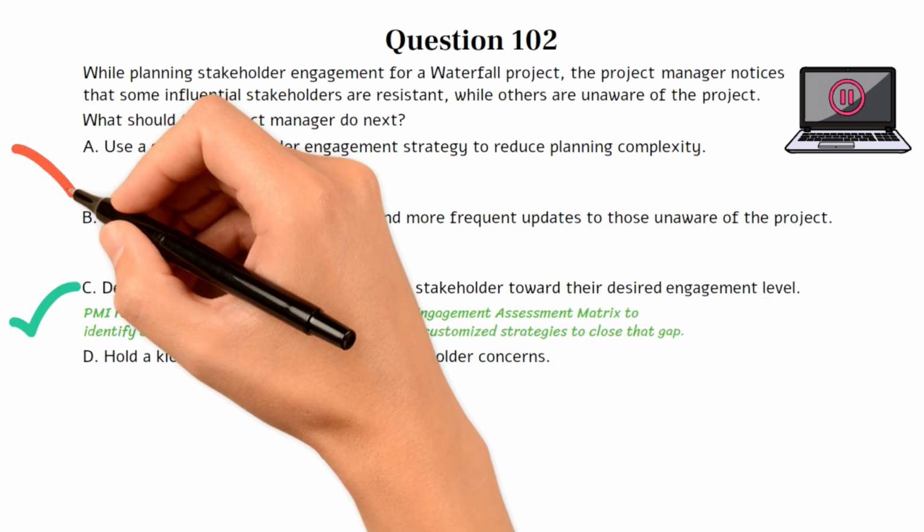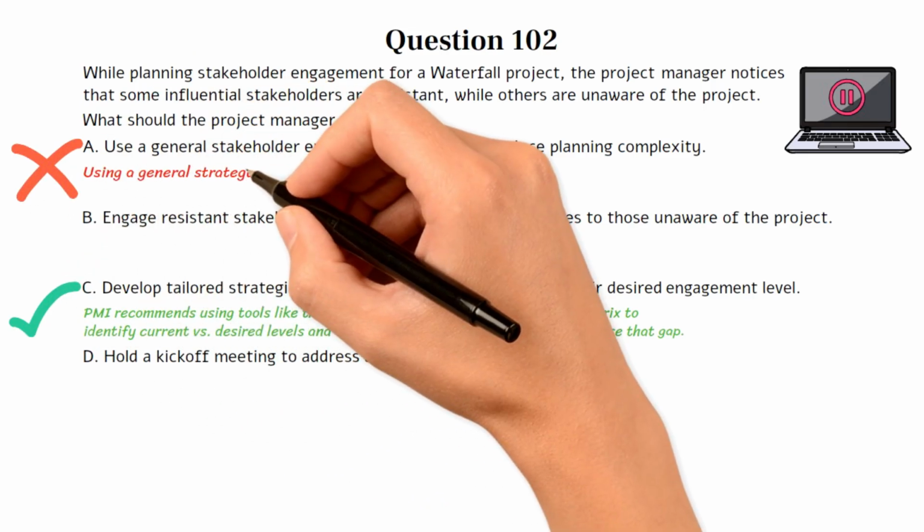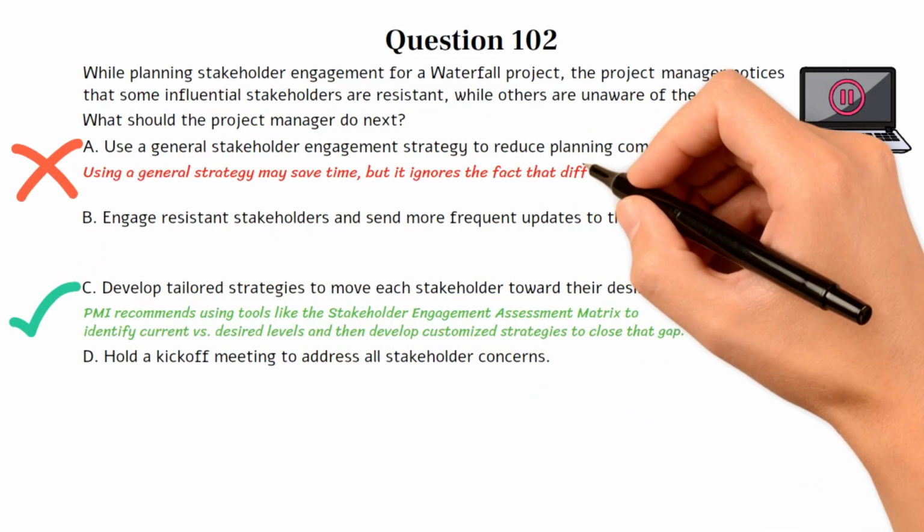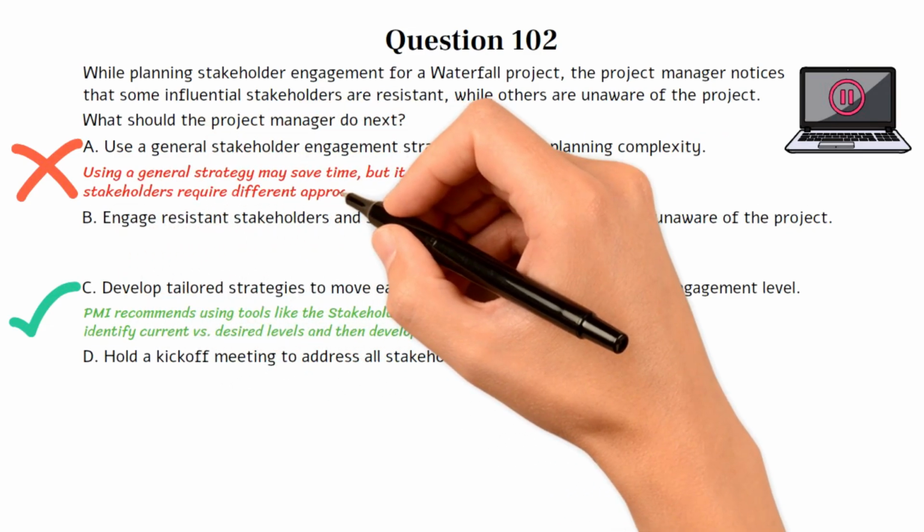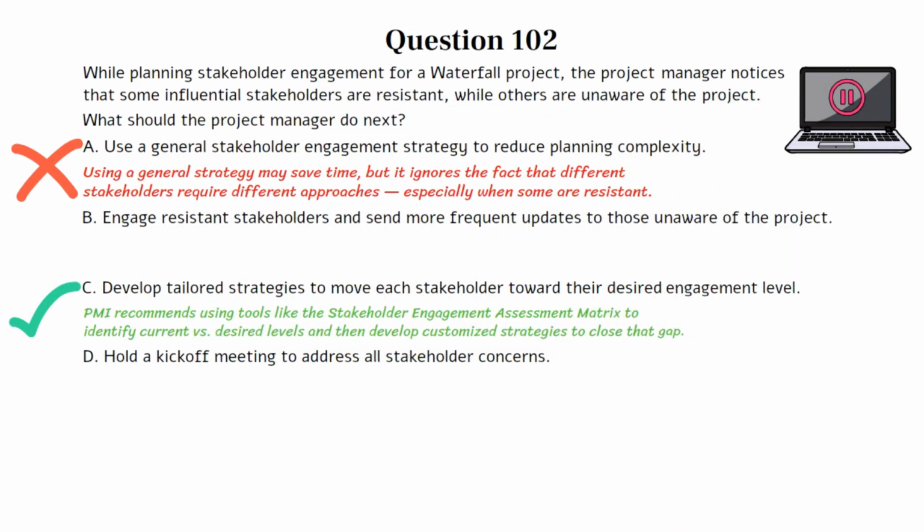Choice A is incorrect. Using a general strategy may save time, but it ignores the fact that different stakeholders require different approaches, especially when some are resistant.